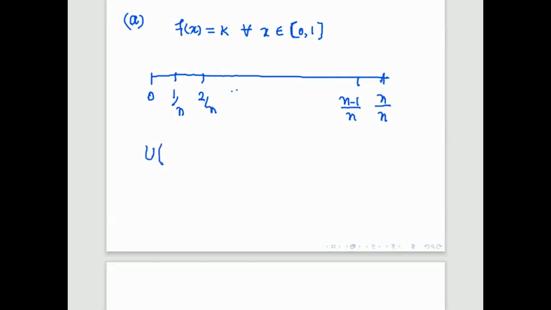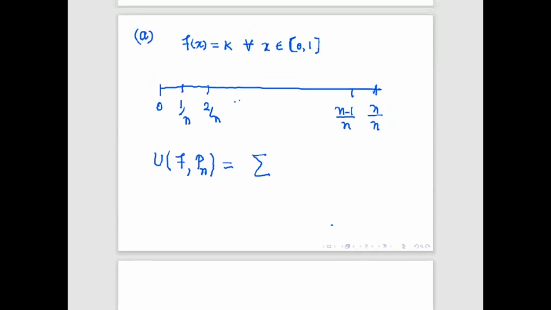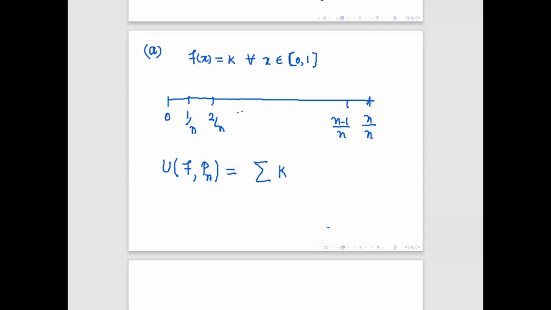So if we calculate the upper sum for the function f corresponding to this partition Pn, it is a summation, or we can add 1 by 1 also. The length of each interval is 1 by n and the maximum value is k. Similarly, the minimum value is also k and the length of each interval is 1 by n. So what will be the upper sum and lower sum? k times, that is the maximum value, into the length of the interval, that is 1 by n. So n will run from where to where?